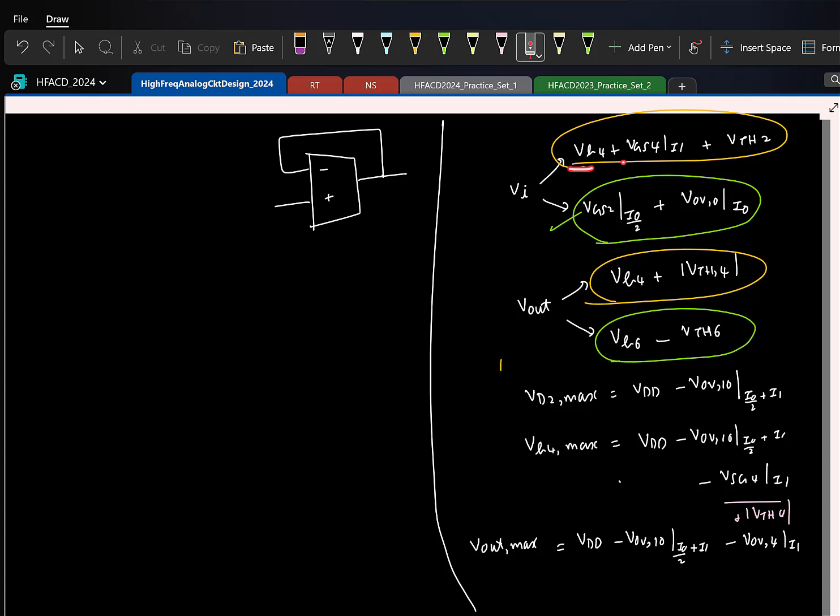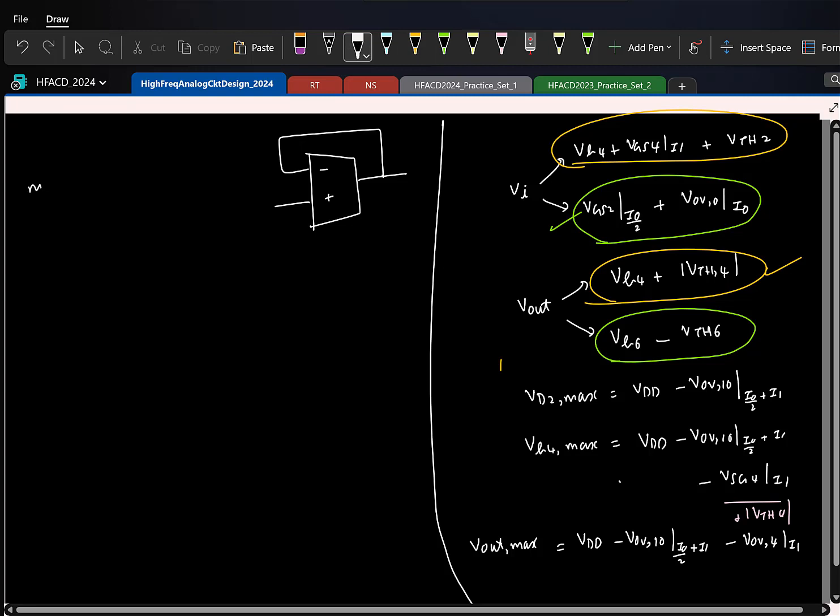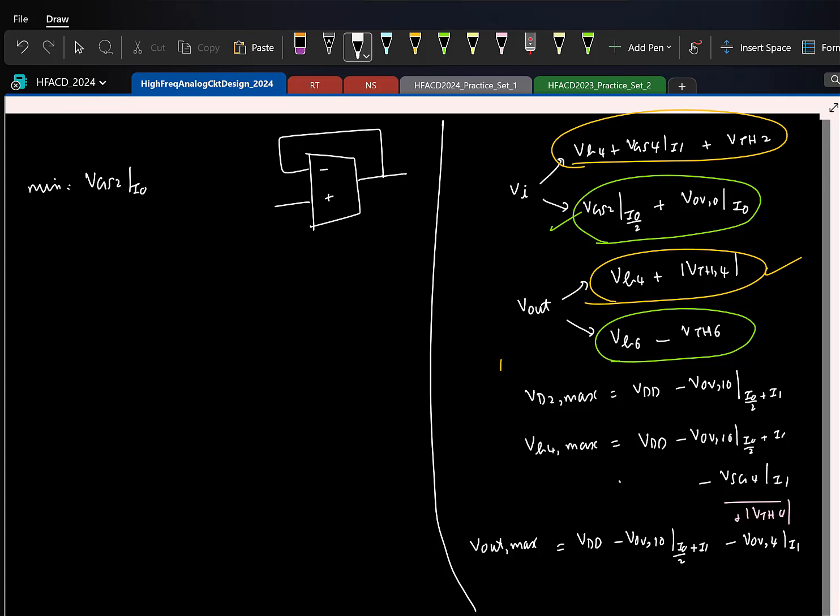So we have VB4 plus something. Here it is just VB4 plus a threshold. Which is higher? Sorry, we should look at the lower or the higher here. The lower one is here. So let me quickly write it. The minimum I have, minimum is what? VGS2 at a current I0 by 2 plus overdrive of M0 at a current I0.